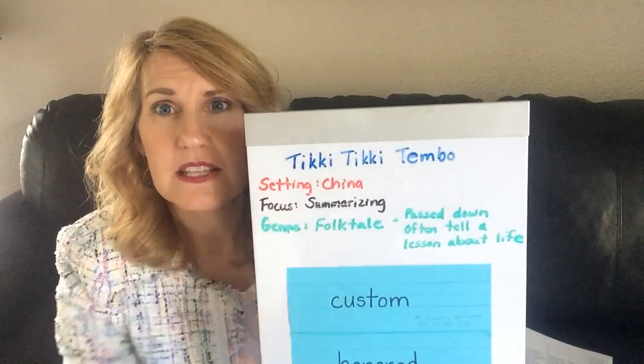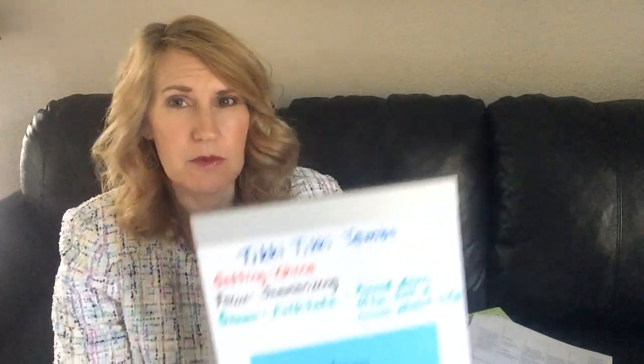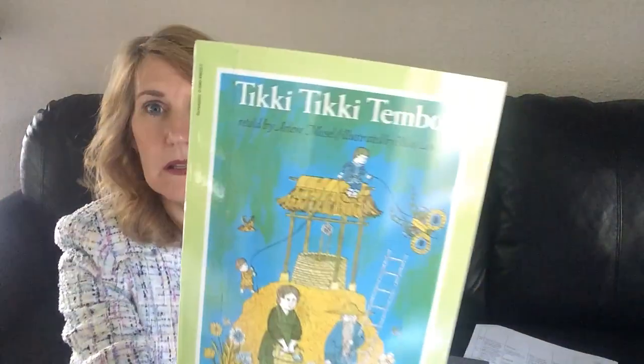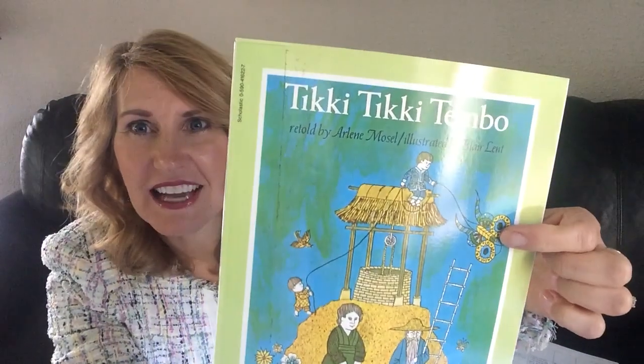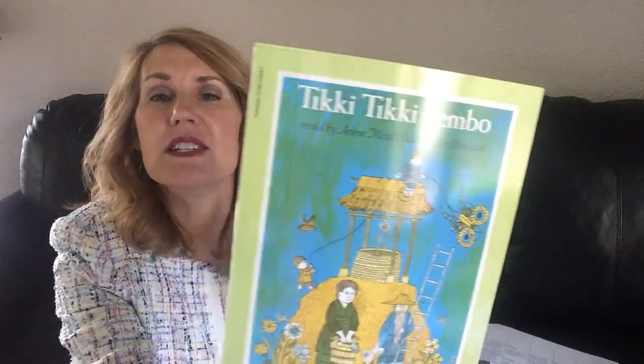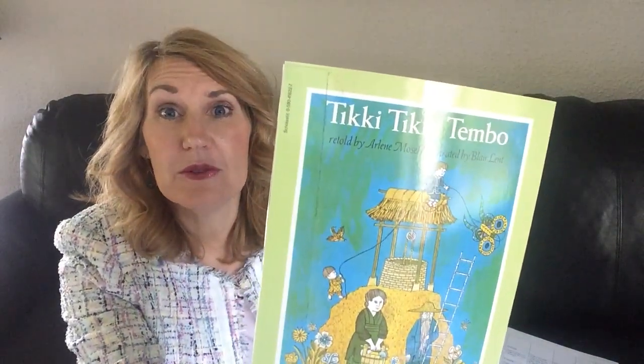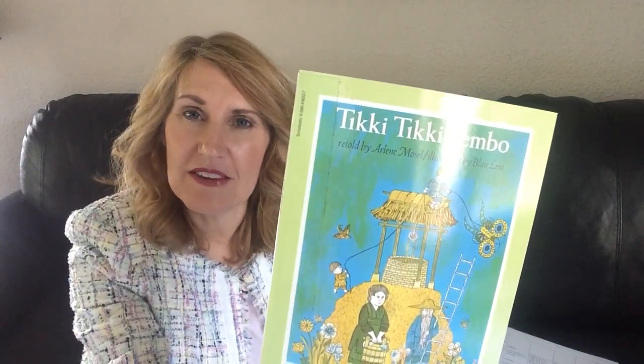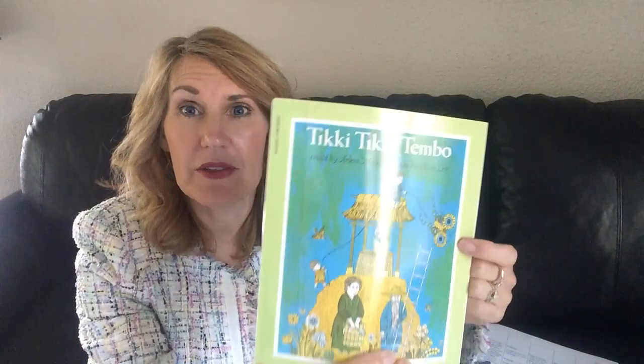The setting is China. And I'm going to show you the front cover. And on the front cover, there's a really pretty kite. You see that kite? And kites were invented in China over 2,000 years ago. So if you get a chance to go outside and fly a kite, you can think about how they were invented in China 2,000 years ago.